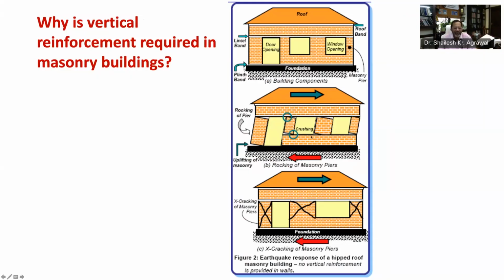Rocking is possible when masonry piers are slender, that means openings are large and weight of the structure above is small. Otherwise, the piers are more likely to get diagonal, that is X-type shear cracks, as shown in this figure 2c. This is the most common type of failure in masonry buildings.